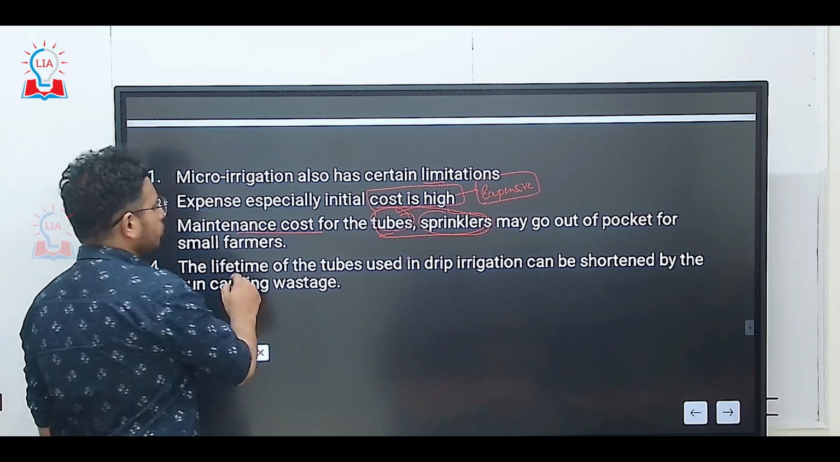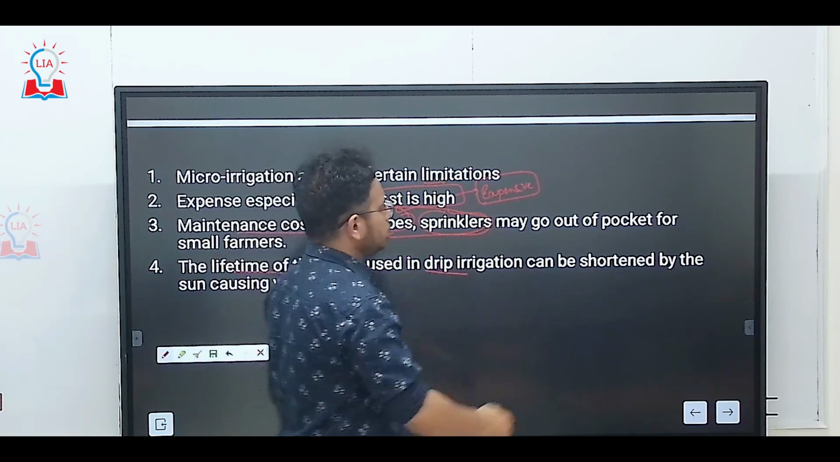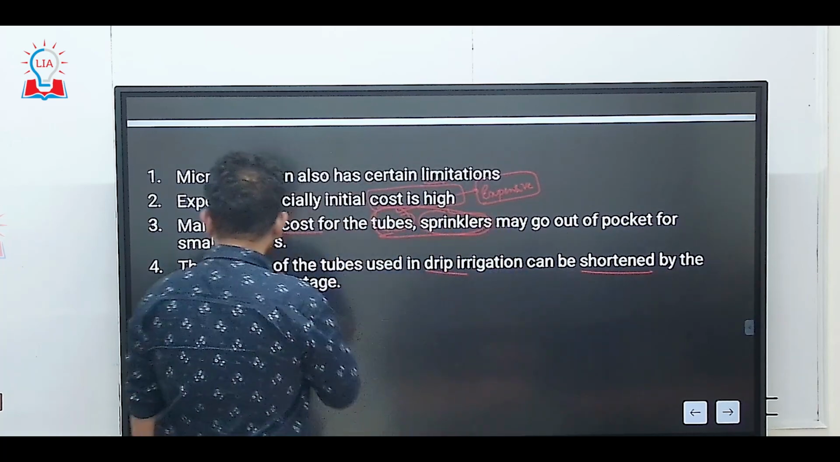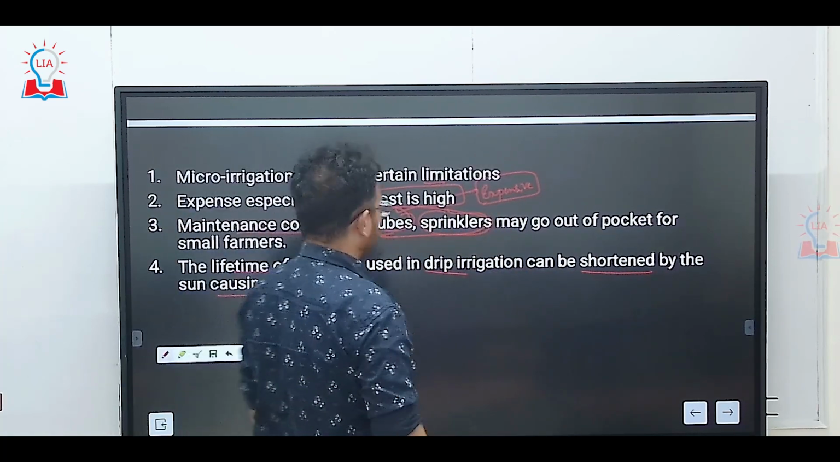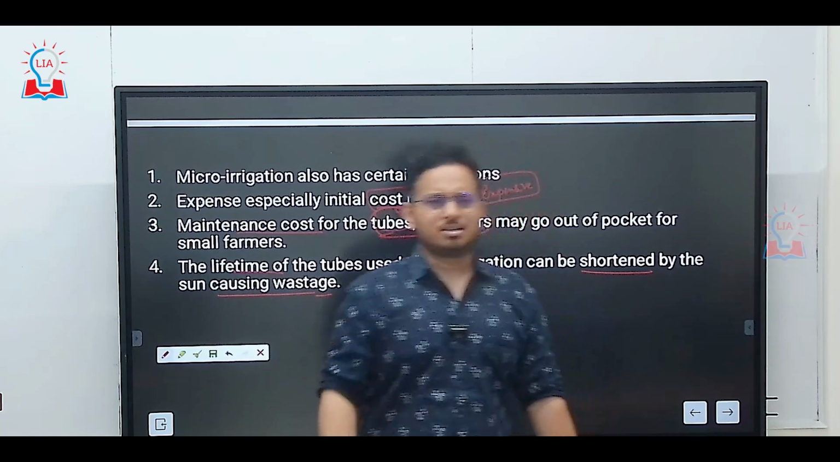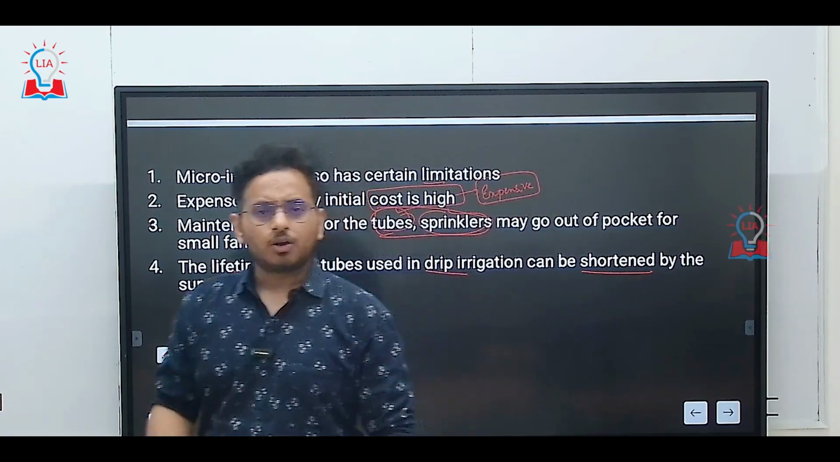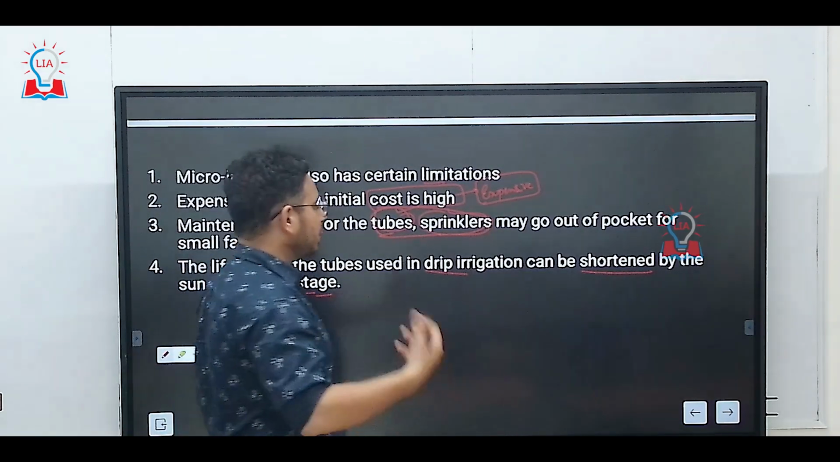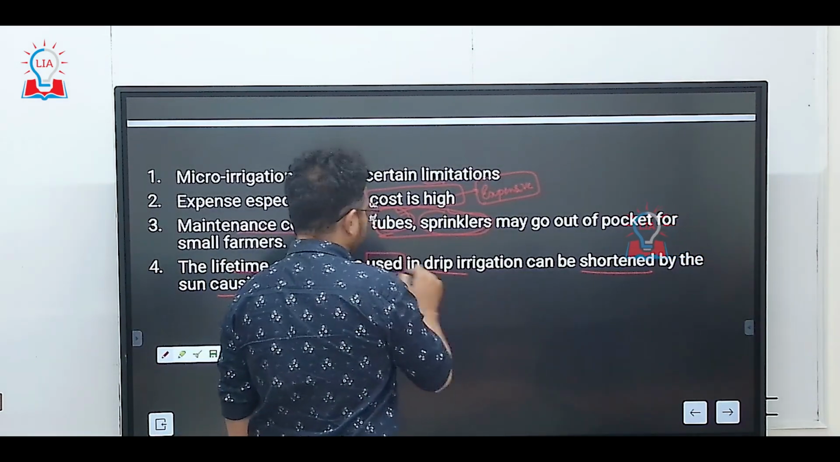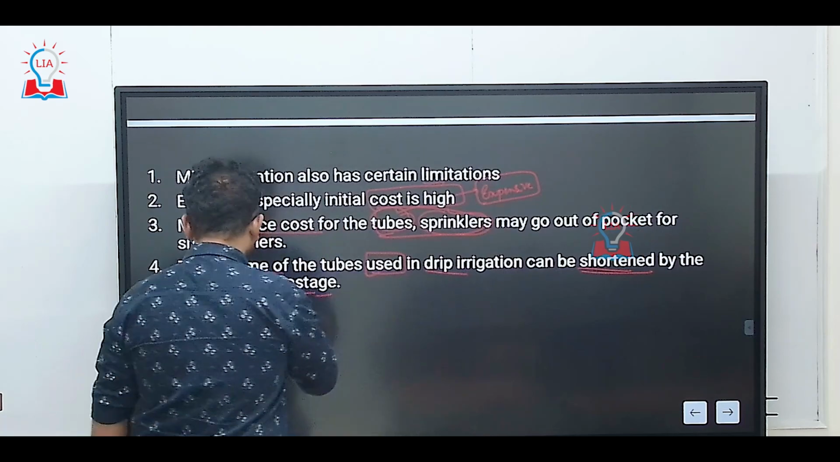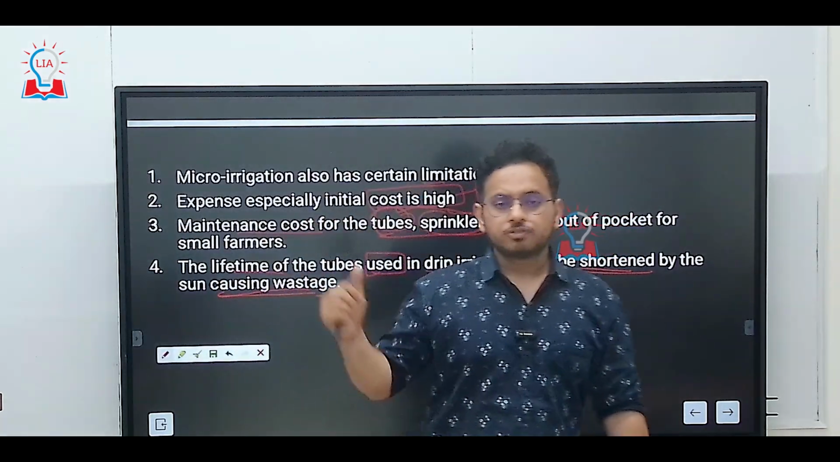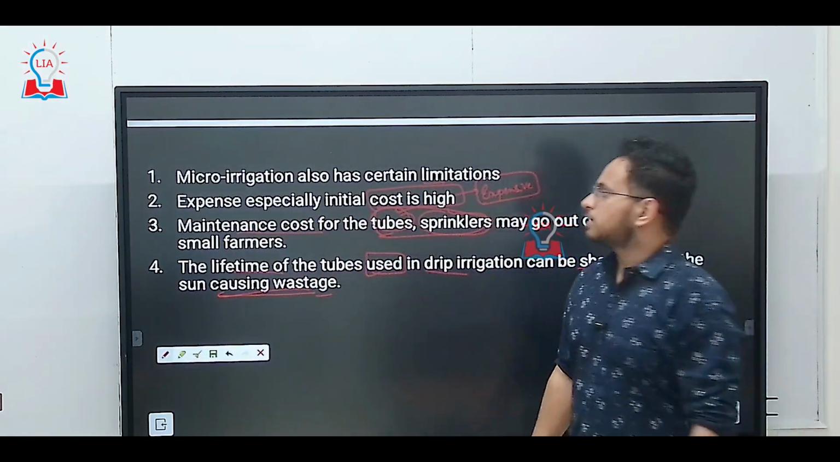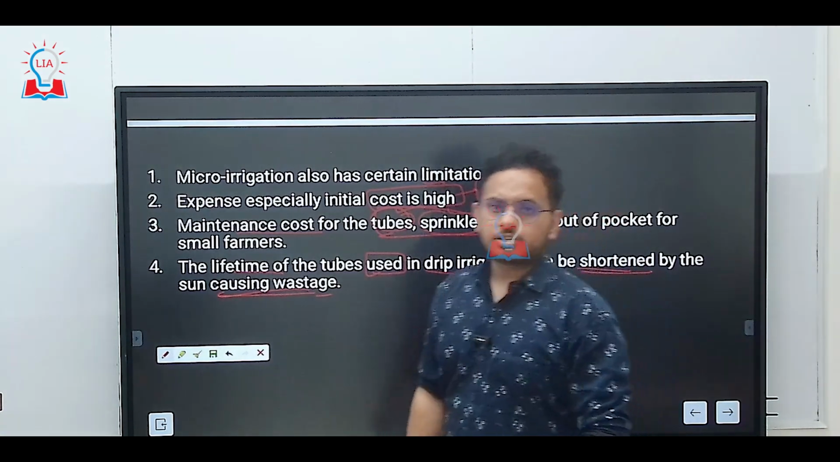The lifetime of the tubes used in drip irrigation can be shortened by the sun, causing wastage. For example, a lot of heat and also weather externalities might degrade the lifespan of the tubes that are used for the drip irrigation mechanism. So these are some of the limitations of using the drip irrigation system.